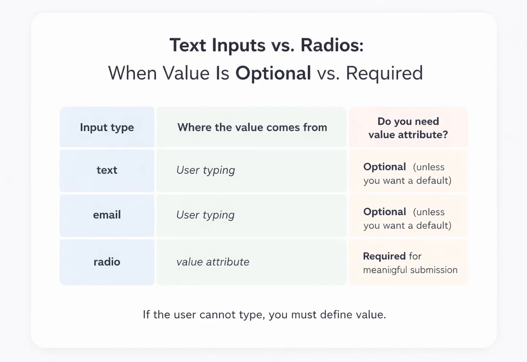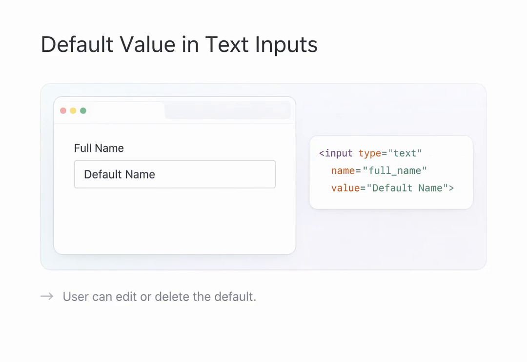For text-like inputs, the value naturally comes from what the user types, so you don't have to set a value attribute unless you want a default. But for radio buttons, the user can't type a custom value, so if you want meaningful data, you must define value yourself. You can also set a default value for a text input. If you set value equals something, it appears pre-filled.